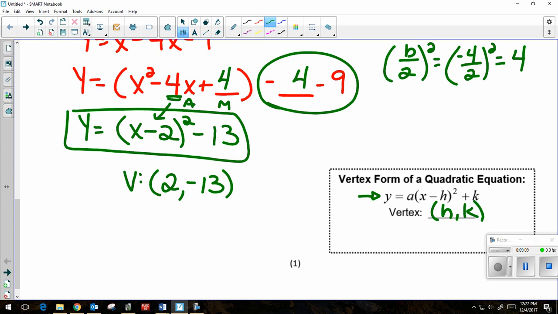H gets changed in the sign because it was in parentheses. K is not in parentheses, so it stays the same. You only change the signs when it's inside parentheses. And if you want, you can check on your calculator, because we were just doing this one, to see if your vertex is correct.